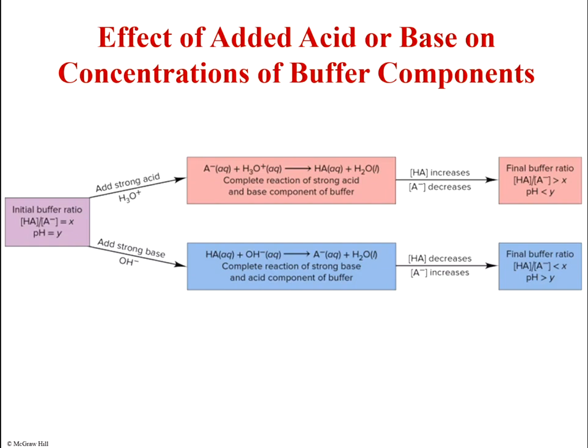If we add strong base, on the bottom panel, we see that that strong base will react with the acetic acid, or our weak acid component, to form acetate. The weak acid concentration will decrease, the weak base concentration increases, and our final buffer ratio will now have decreased from the initial value, and our pH will go up slightly.